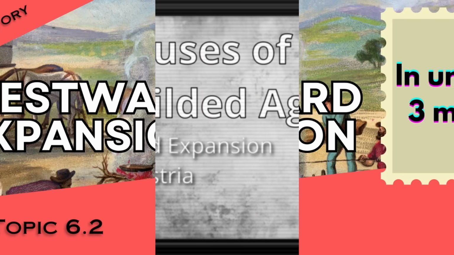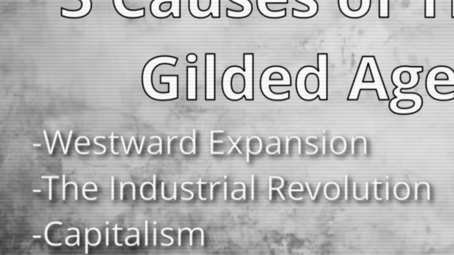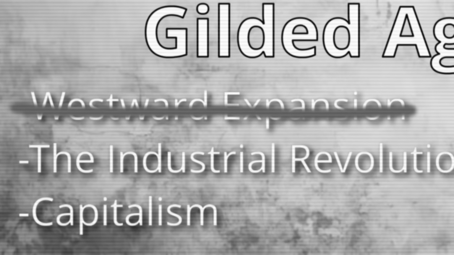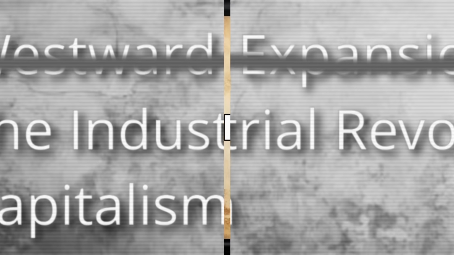In a previous video, I said the three causes of the Gilded Age were westward expansion, the Industrial Revolution, and capitalism. We already covered the West, so now it's time to talk about the other two, starting with the Industrial Revolution.